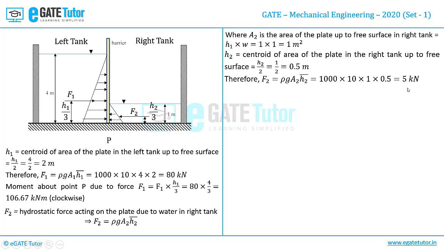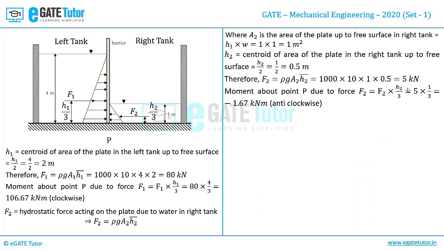Now when we take the moment about point P, because of the force F2, it creates an anti-clockwise moment about point P whose magnitude is F2 multiplied by h2 by 3. Simplifying that will give us minus 1.67 kilonewton meter. We are considering it as minus because the sign convention is the clockwise moments in this problem are considered as positive and anti-clockwise moments are considered as negative. So that gives us minus 1.67 kilonewton meter.